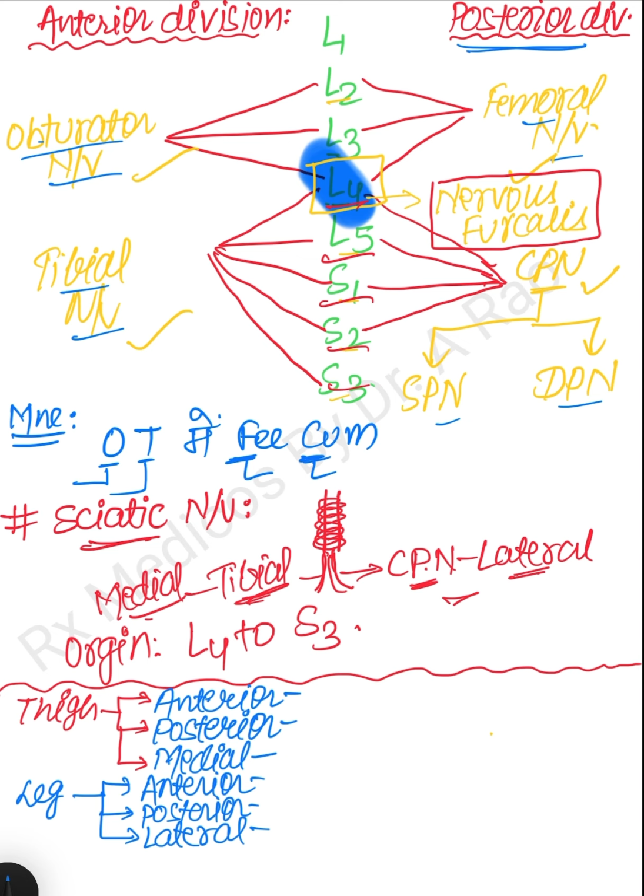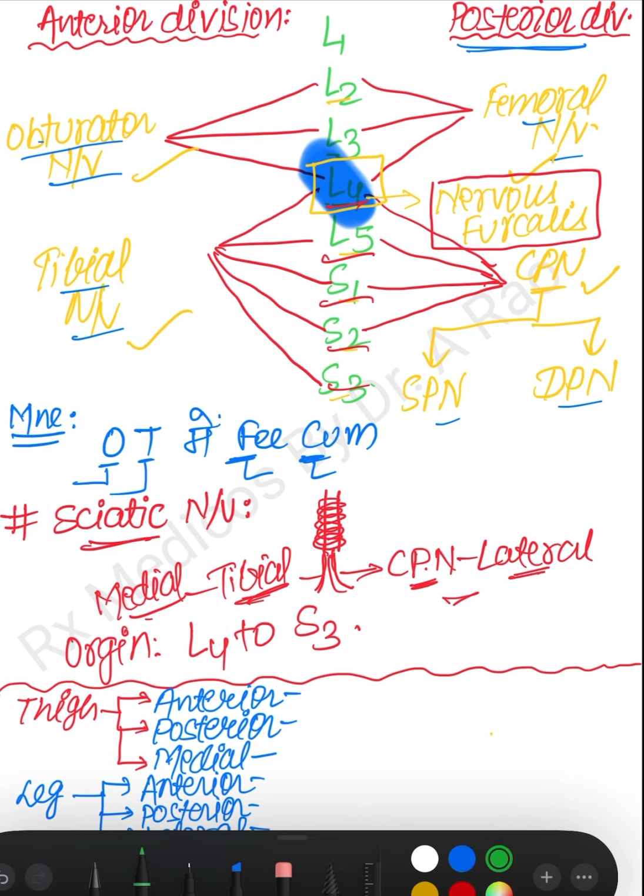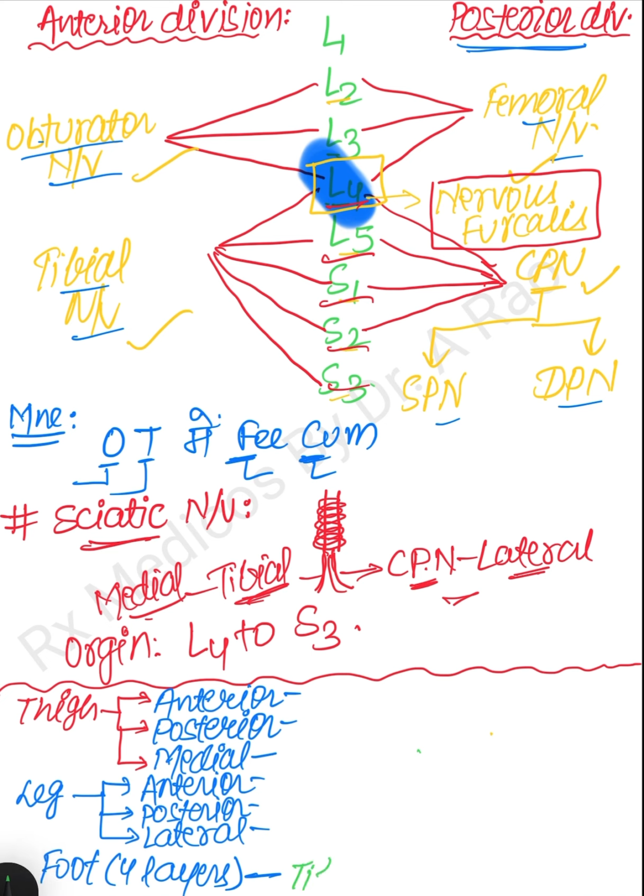But when we talk about the foot region, the muscles are not arranged in compartments, they are arranged in the form of layers, four layers. Muscles are arranged in four layers in the foot region, and it is supplied by which nerve? When we talk about the foot, it is supplied by the tibial nerve, and the tibial nerve at the flexor retinaculum, in the ankle region, further divides into the medial and the lateral plantar nerve.